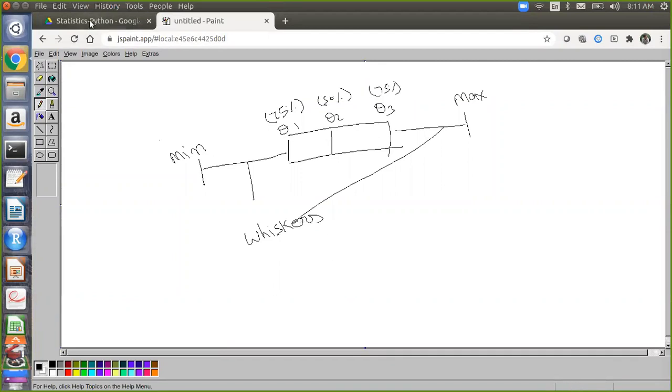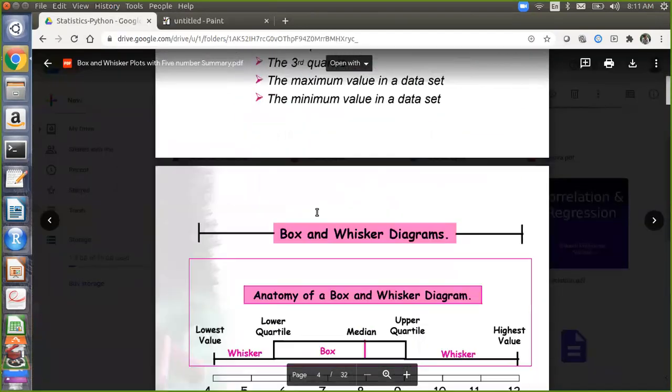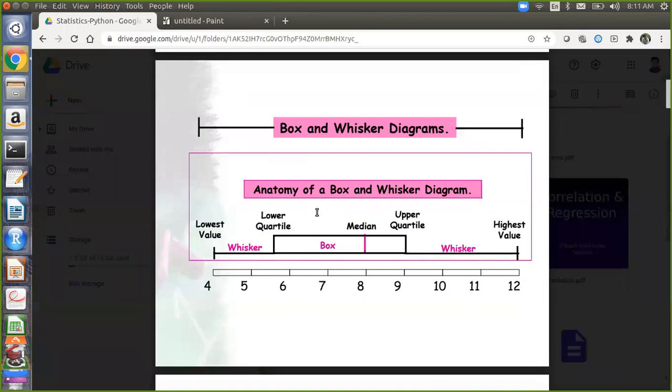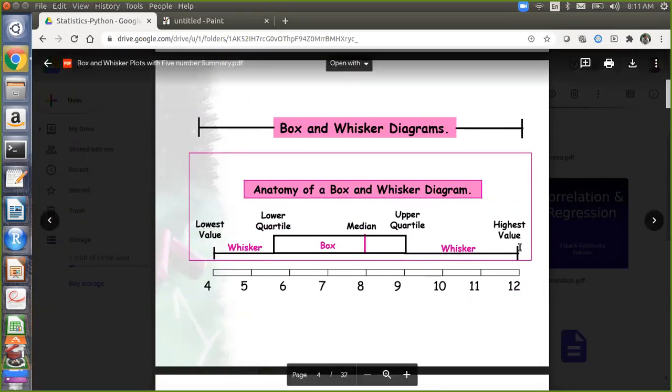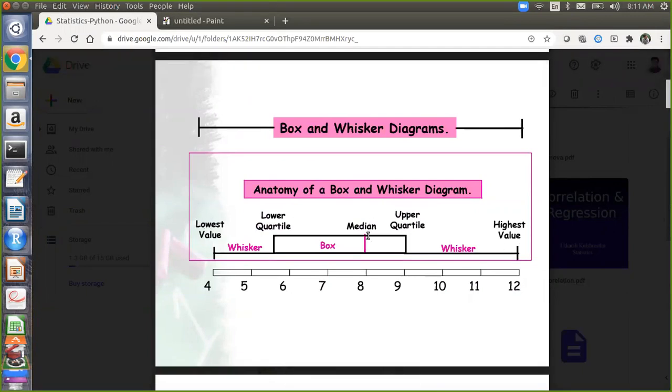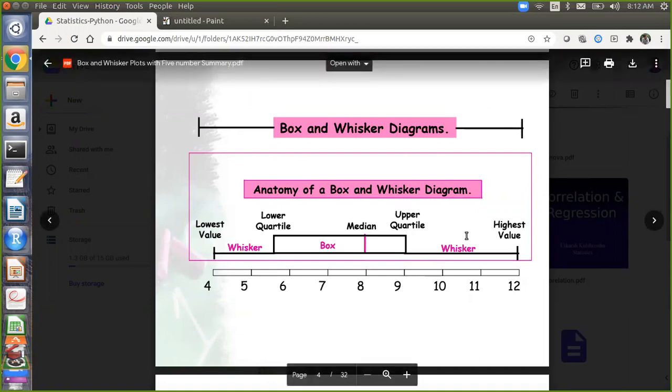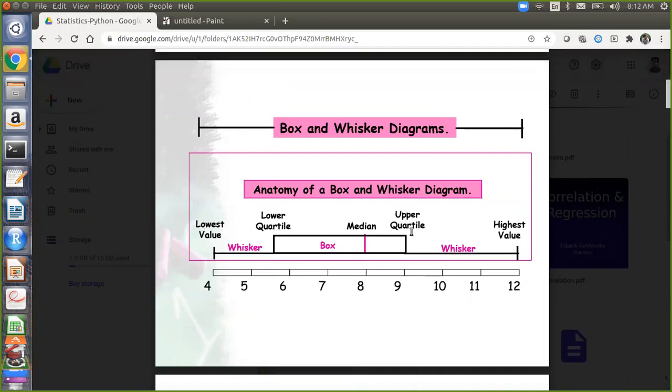Okay, we'll see next. This is how your box and whisker diagram looks. Lowest value, highest value, lower quartile, median, and upper quartile. Lower quartile and upper quartile are also called Q1 and Q3. Median is also called Q2. So this is the representation for your box plot.